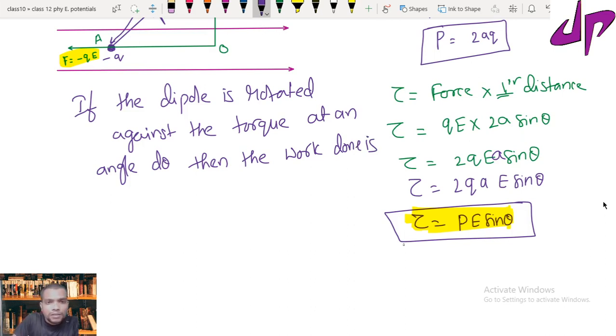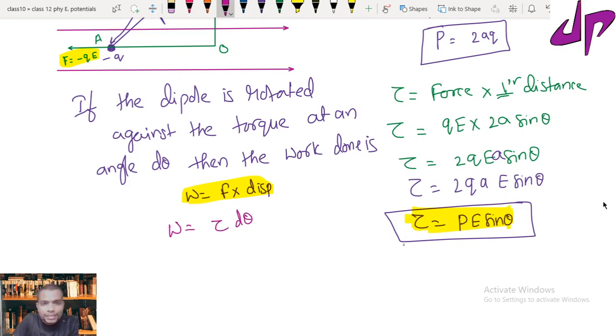We remember the work formula: work equals force times displacement. The same work formula applies everywhere, but here it will change. Here the torque plays the role of force, and the displacement is the small angular displacement d theta.